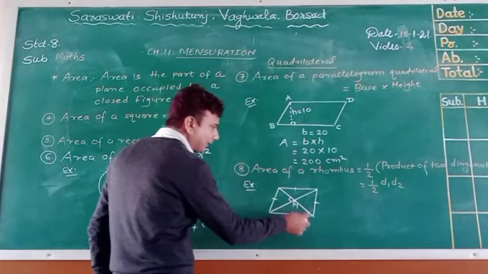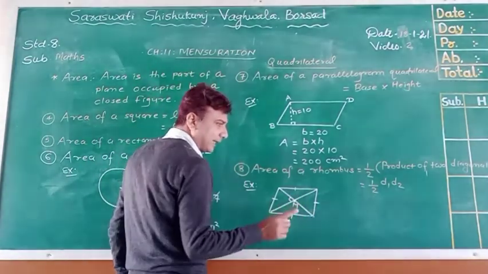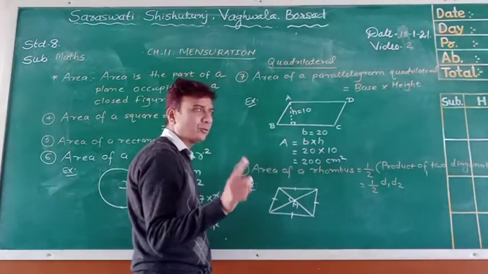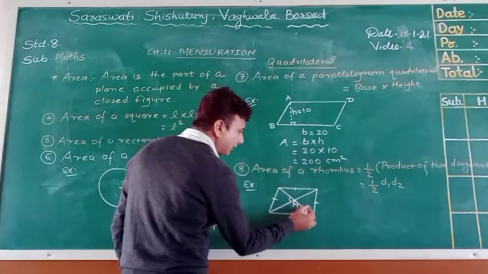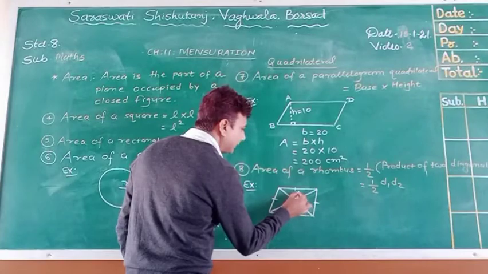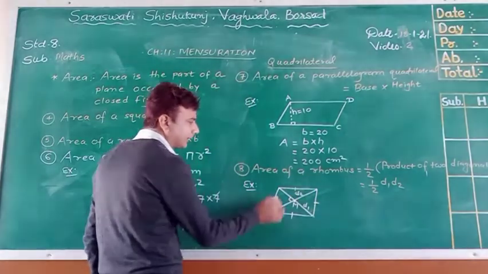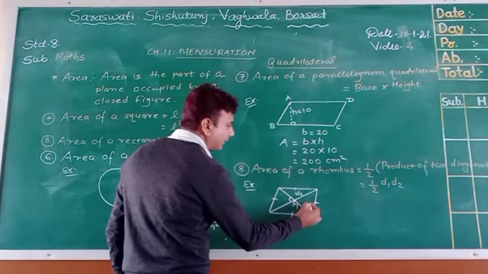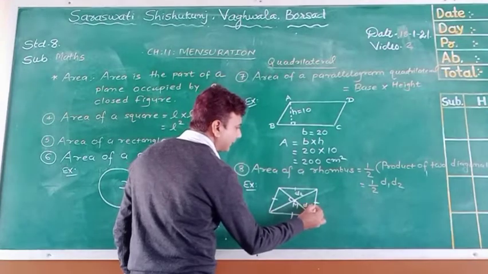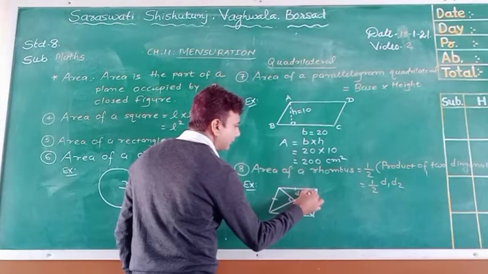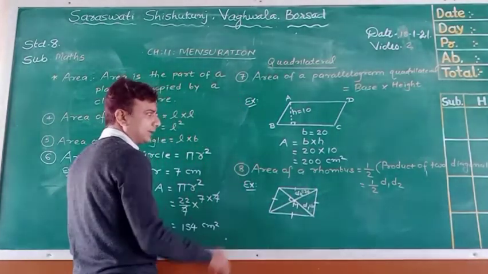These both are diagonals, d1 and d2. Both diagonals bisect each other at right angle. So we can say this is the d1 diagonal and this is the d2 diagonal. The d1 diagonal is given as 10 cm and the d2 diagonal is given as 20 cm. So easily we can find it.